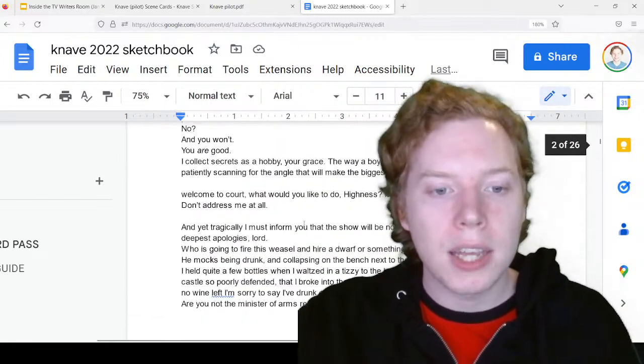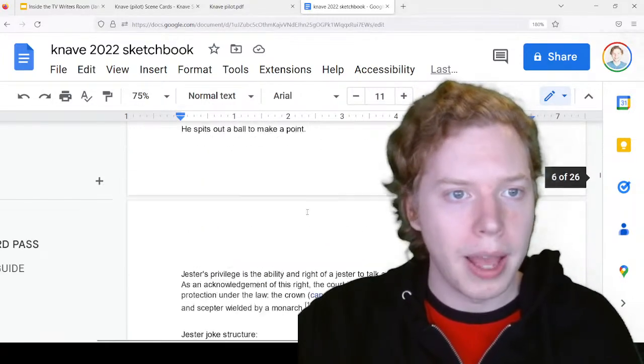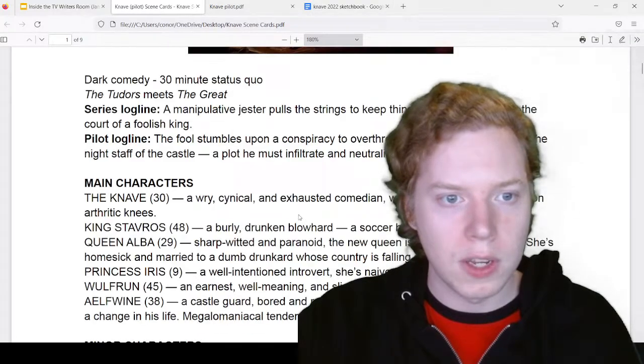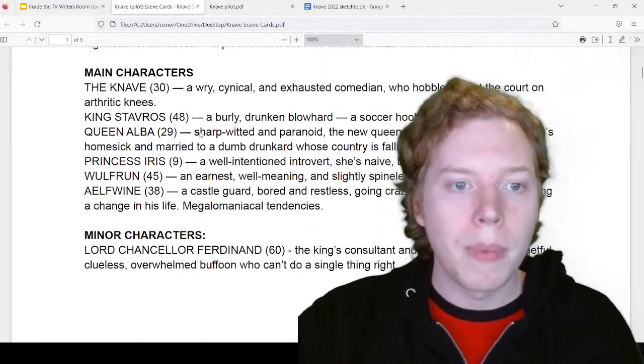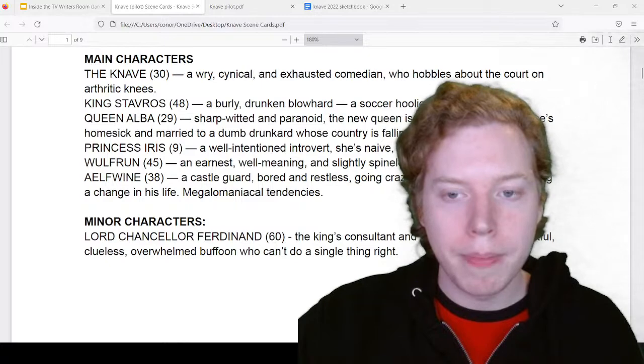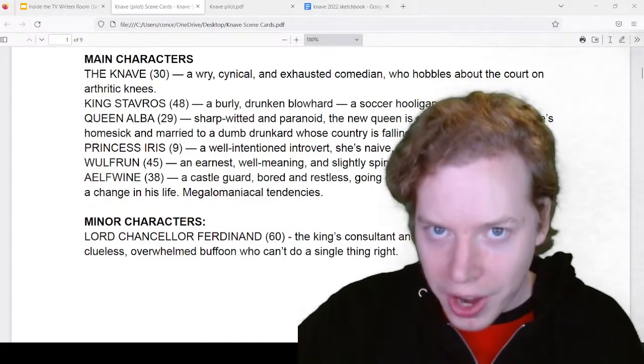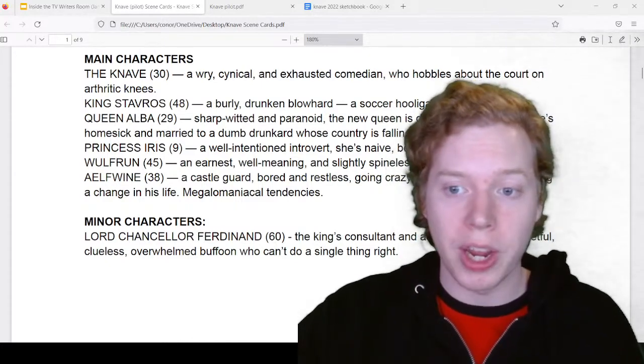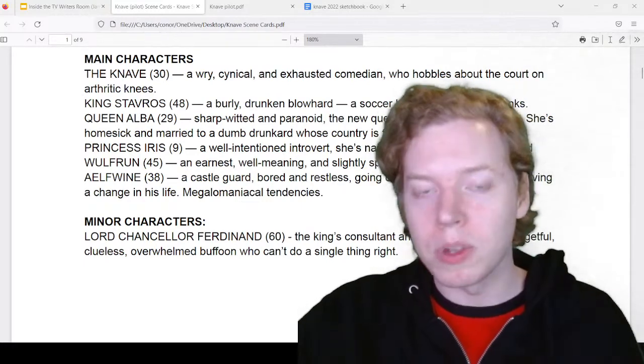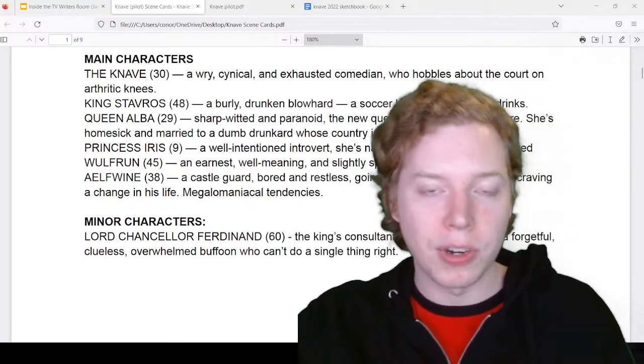Let's look at the cast of characters. And for this, I think I'll need to go to the scene cards. Here we go. So, first of all, most shows have a main character, and there are very rare exceptions of shows that do not have a central character. Even big ensembles almost always have a main character.